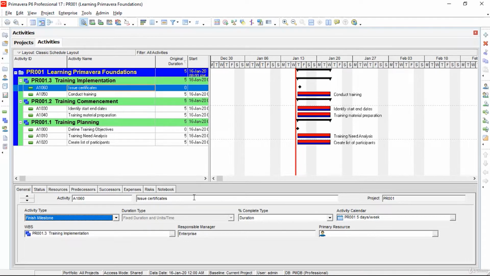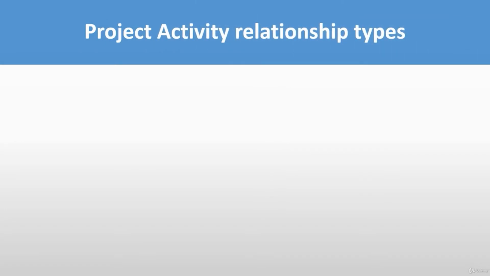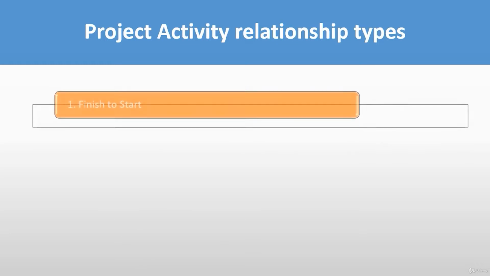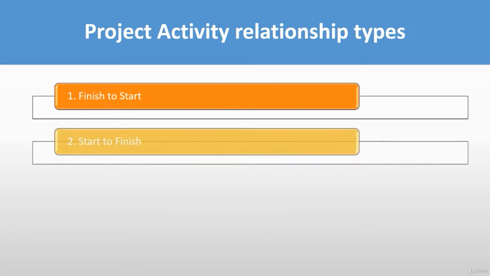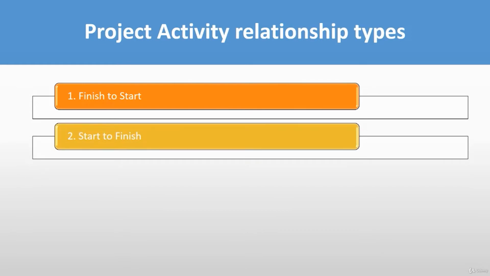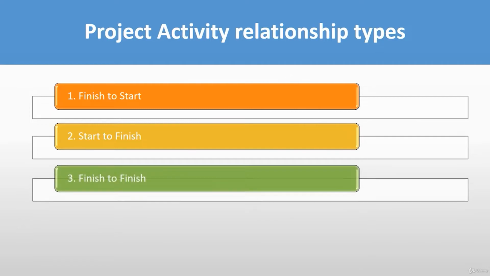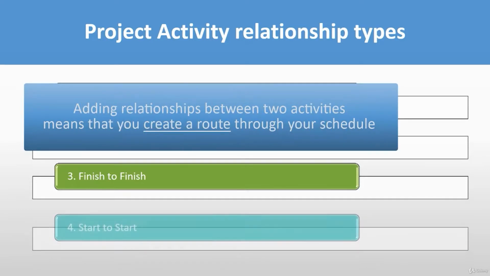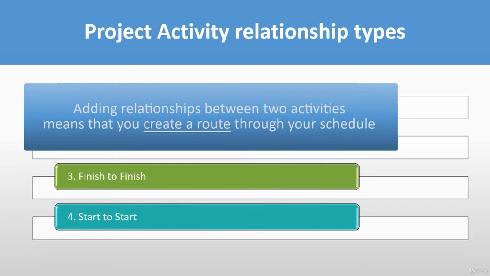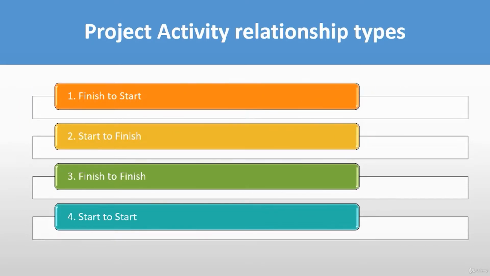Our next step is to add relationships between these activities. Let's understand the different schedule activity types. A relationship between activities in any schedule tells us how an activity relates to the start or finish of another activity. Adding relationships between two activities means that you create a route or way through your schedule.